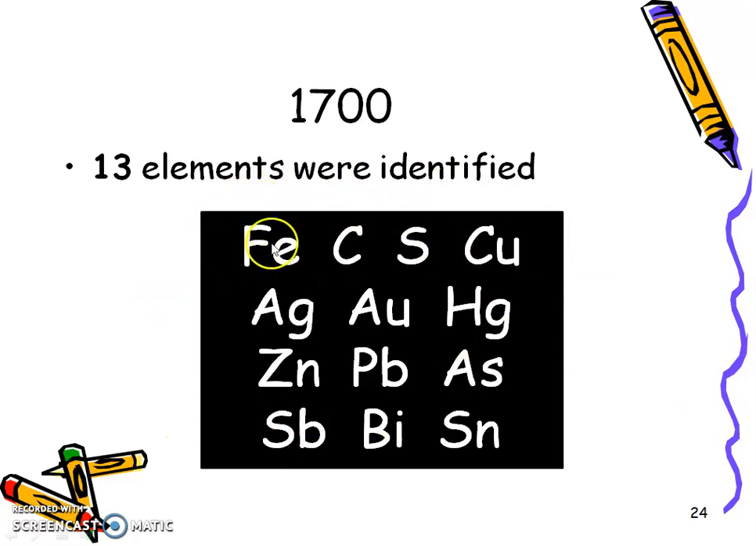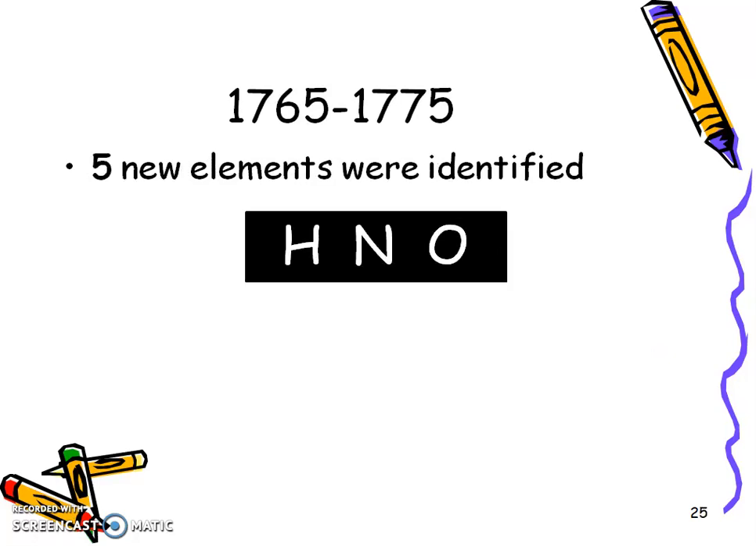Notice iron, really, really old. Silver and gold, really old. Lead and zinc, right? These are metals that they have found in nature, except for iron, of course. That one is only found in a compound.